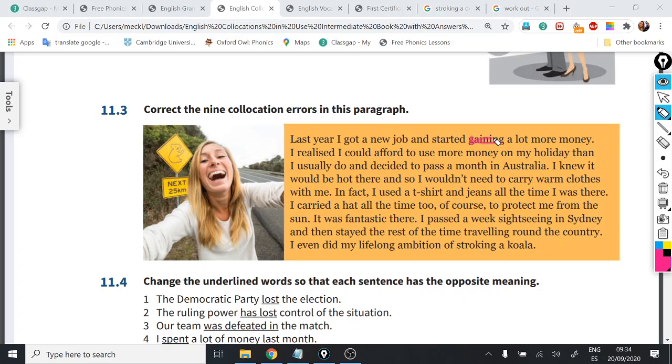Gaining. We don't gain money in English. There are two options you can say with money. So you could say either make money or earn money. So you earn money or you make money. So in this case, you need ing because of a start. Yeah? So making, earning money. So I started making, earning a lot of money. Okay, next one. I realized I could afford to use more money on my holiday. What's the problem here?